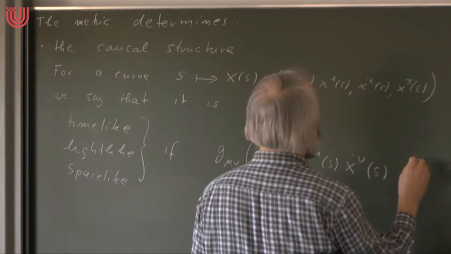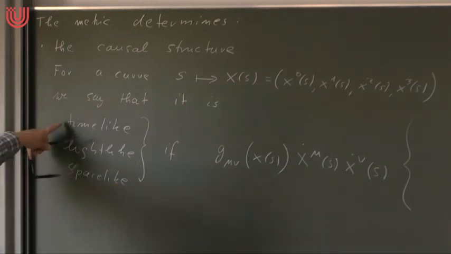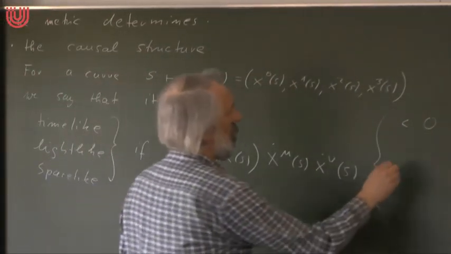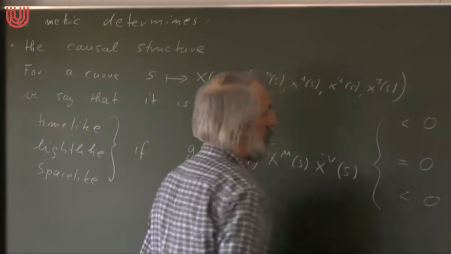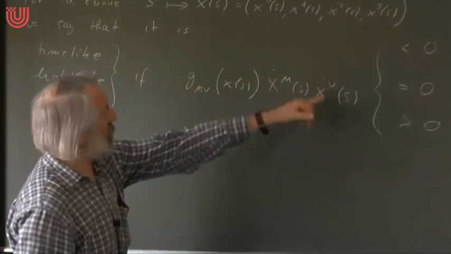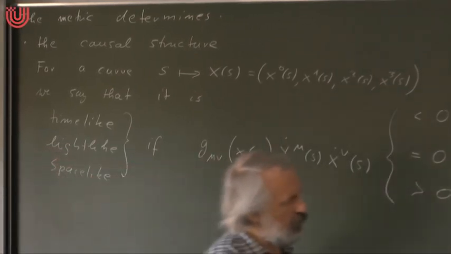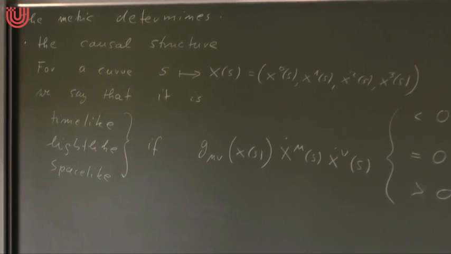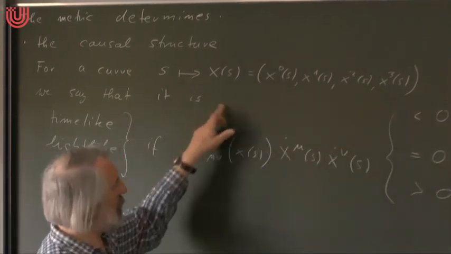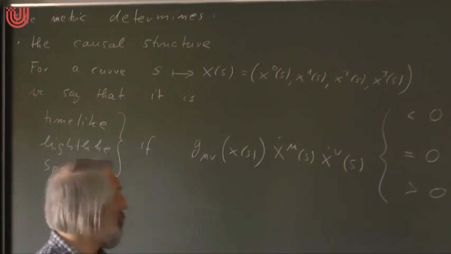We have the convention with one minus sign and three plus signs. So the time-like ones have this expression negative, the light-like ones have it equal to zero, and the space-like ones have it bigger than zero. I hope everybody knows this expression. If you evaluate this at a particular point where we have brought our metric in the standard form, then we have just a situation of special relativity. So I hope everybody recognizes this expression as determining whether the tangent vector is on the light cone, inside the light cone, or outside the light cone.